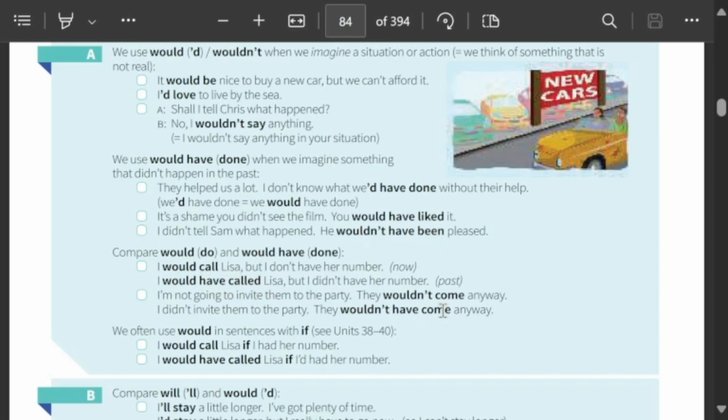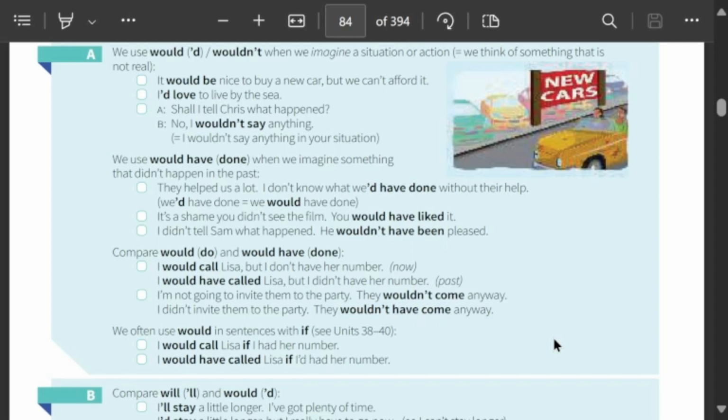I'm not going to invite them to the party. They wouldn't come anyway. I'm going to, remember, is in the future, right? The meaning is in the future. I'm not going to invite. They wouldn't come anyway. They would not come. Even if I invited them, they wouldn't come.